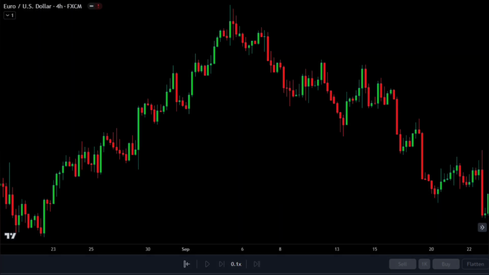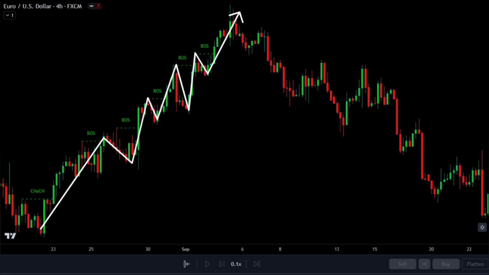Now, let's talk about break of structure and change of character. Imagine a market that's trending with a pattern of higher highs and higher lows. Each of these highs and lows represents a level of market structure, though we focus on the most recent ones. When the market breaks the latest higher high to the upside, it means it intends to keep going up, and we call it a break of structure. On the other hand, if the market breaks the recent higher low to the downside, it suggests a change in direction, and we refer to it as a change of character.